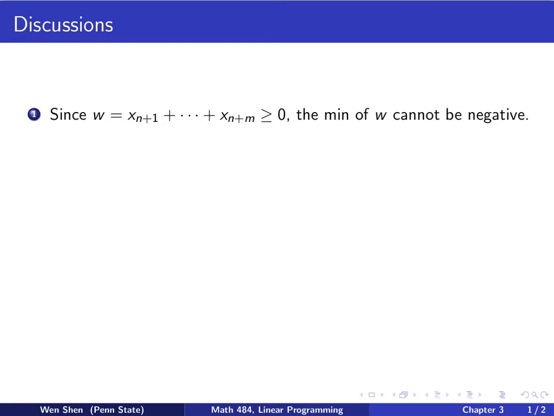So first we observe that W here is the sum of all these variables, and these are non-negative. Therefore, W cannot be negative, and therefore the minimum of W cannot be negative.